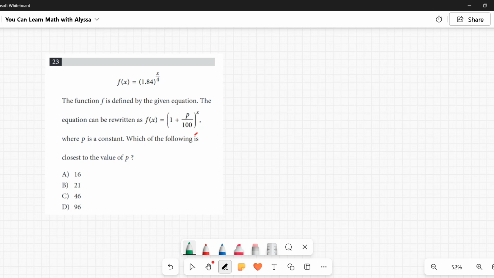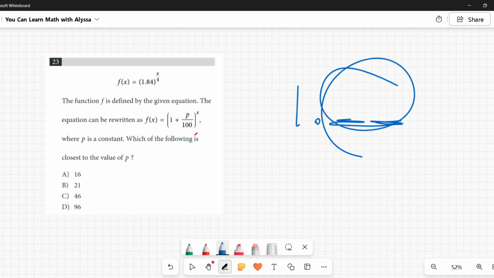Okay, first things first, I want to address this 1 plus p over 100. This is a fancy way of trying to trip you up, and it's just saying 1 point something, it's a decimal. There are two spots, 1 point blah blah, like 1.15, 1.23, something like that. That's it. They want to know what those two numbers are. Is it 1.16, 1.21, 1.46, or 1.96?